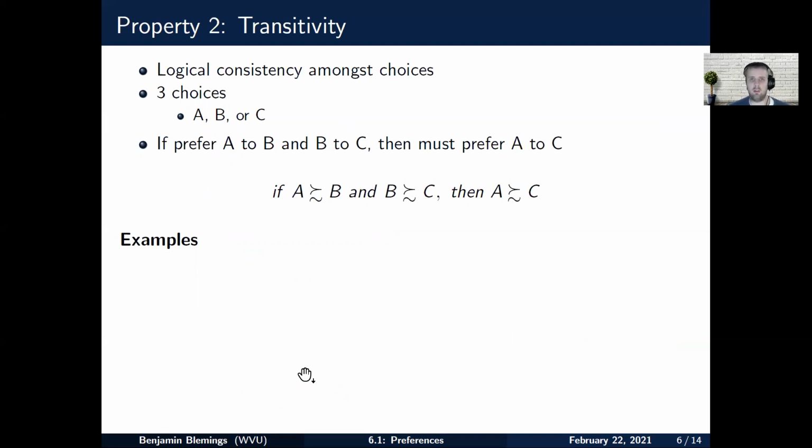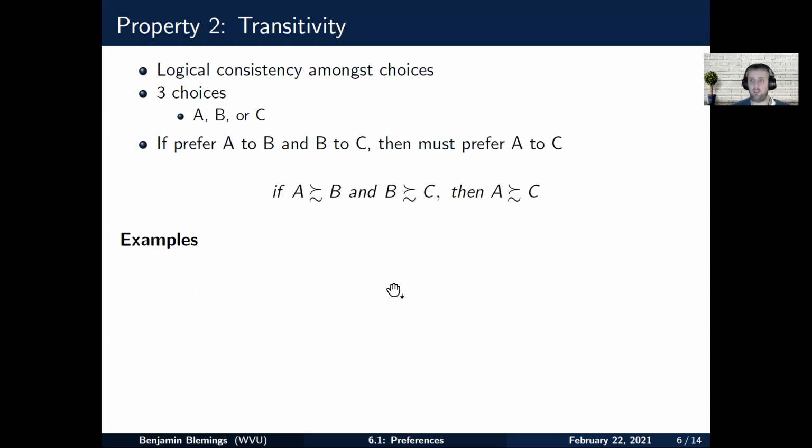Property two is transitivity. This is just logical consistency amongst the choices. For transitivity, we need at least three choices to define it. It says that if you prefer A to B and you prefer B to C, then you must prefer A to C. Like the transitive property in mathematics, for your preferences to be transitive, you have to also have A being preferred to C.